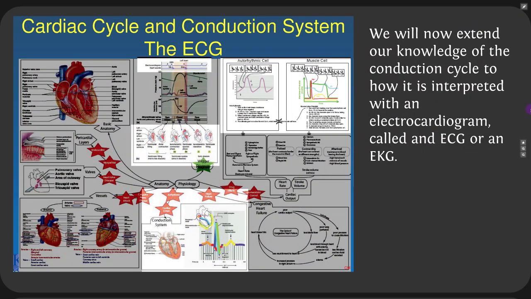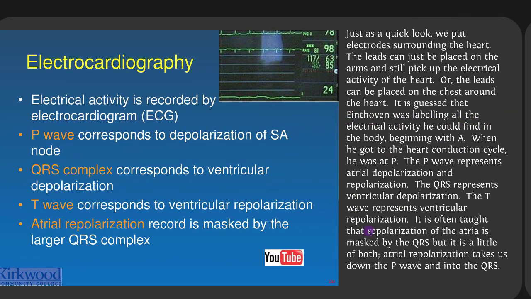We'll now extend our knowledge of the conduction system to how it's interpreted with an ECG or electrocardiogram. Again, that's often called an EKG because it just kind of rolls off the tongue better. So just as a quick look, we put electrodes surrounding the heart, and it doesn't really matter where we put them in the sense that the leads can just be placed on the arms and still pick up the electrical activity of the heart. Or the leads can be placed on the chest around the heart to reduce the electrical noise from things like muscle contraction or breathing or moving the arms and legs.